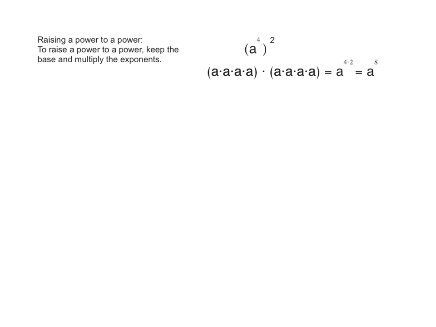And lastly, we're going to raise a power to a power. To raise a power to a power, keep the base and multiply the exponents. In this example, I have a raised to a power of 4 squared. That means that a to the power of 4 is multiplied to a to the power of 4. If you count up all the a's, it's really a multiplied to itself 8 times.